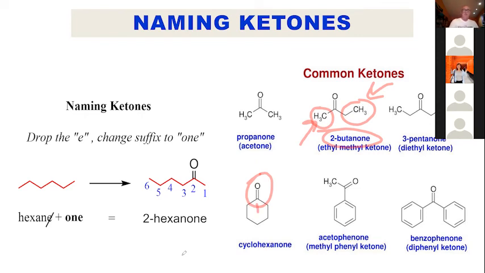Okay, so just find the longest chain and then use the smallest number you can to give it the location. So here we would not call it 5-hexanone going from this side to the other side. We go backwards and name it 2-hexanone.